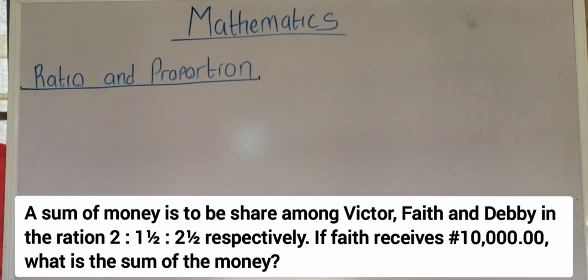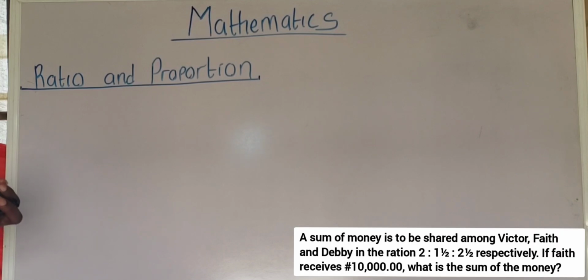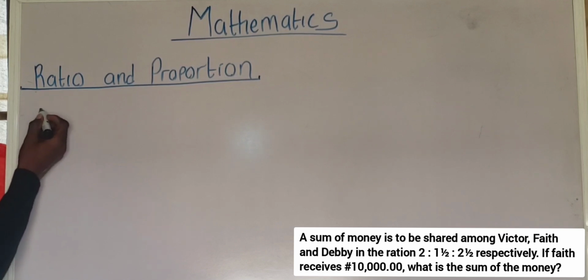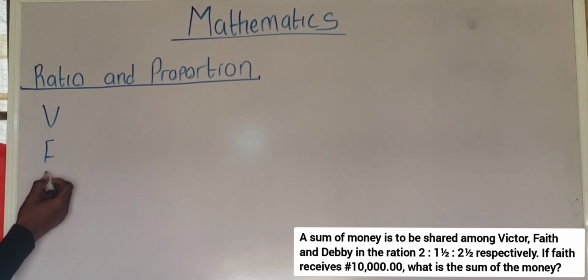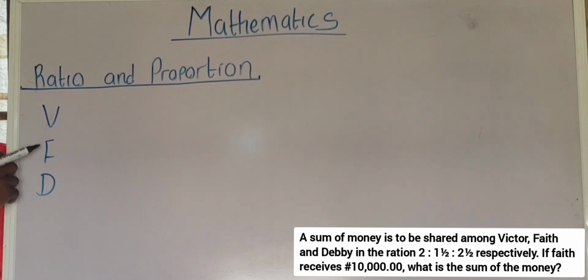Let's start by writing out the information that we are given in the question. We are given that a sum of money is shared between Victor, Faith, and Debbie. So I'm going to represent Victor as V, Faith as F, and Debbie as D. Do you understand?